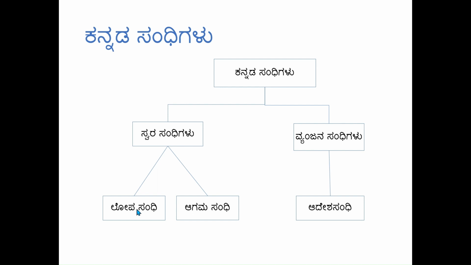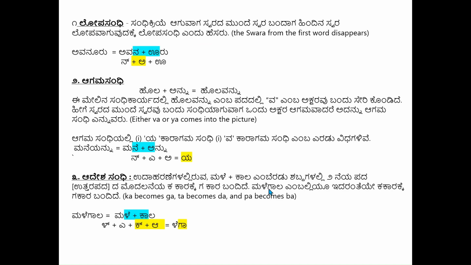So under swara sandhi, you have lopa sandhi and agama sandhi. Under vyanjana sandhi, you have adesha sandhi. So the three sandhis are now explained here. What does lopa mean? Lopa means something which disappears. Why the name? Because here you will see in this example, Avanuru, Avana plus Uru. They are two meaningful words, but they are joined and made into a single word, Avanuru.